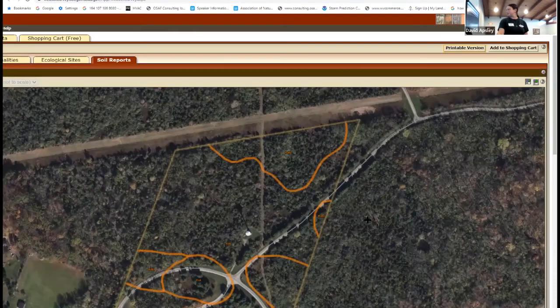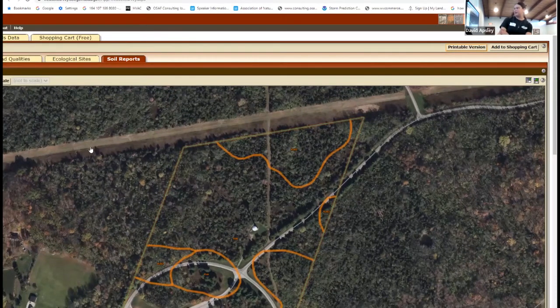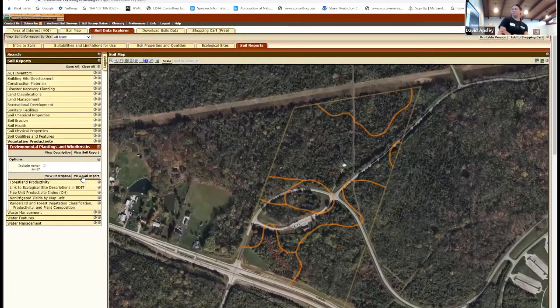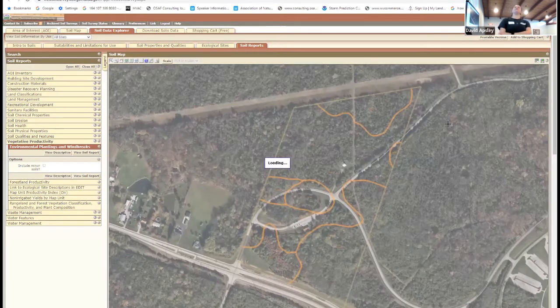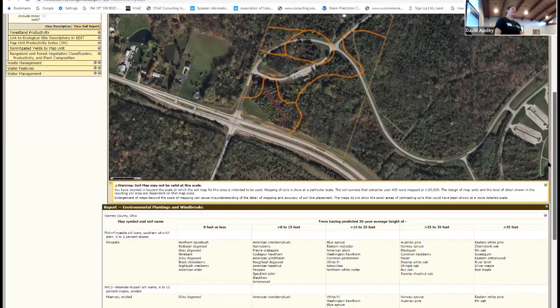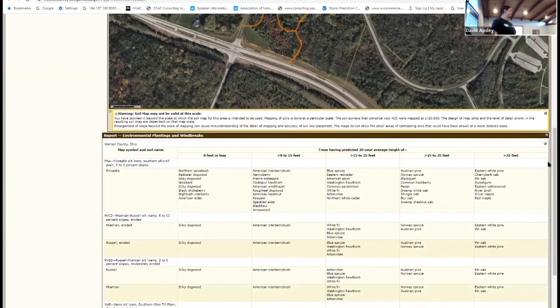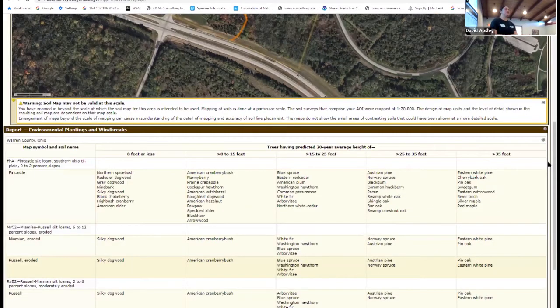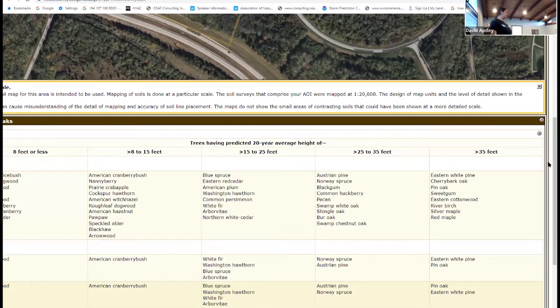You can also look at environmental plantings and windbreaks. If you want to plant stuff and you don't know what to do, it'll give you a similar table. And it actually breaks it out by expected height. So maybe you're under a power line and you want things that are going to be less than 25 feet. It'll give you a list of things that you can pick that are expected to do well.